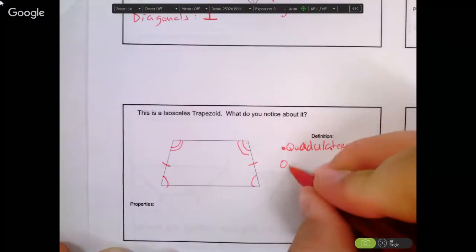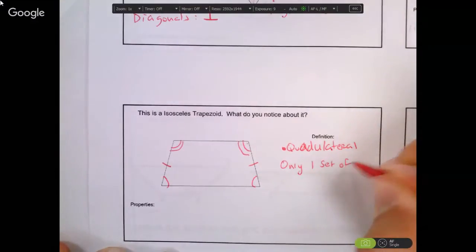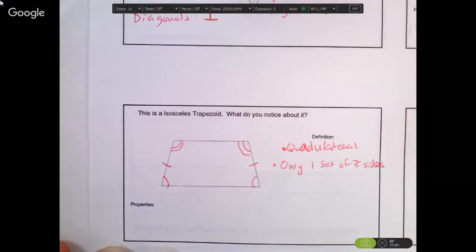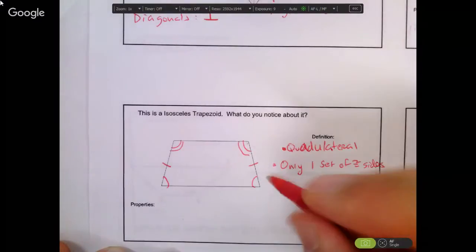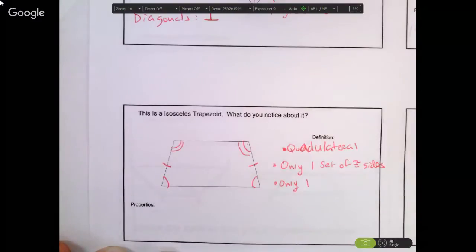What else is the definition? Only one set of congruent sides. Last time we said congruent segments, but I like sides better actually. And sometimes instead of using the word only, they say exactly one set.